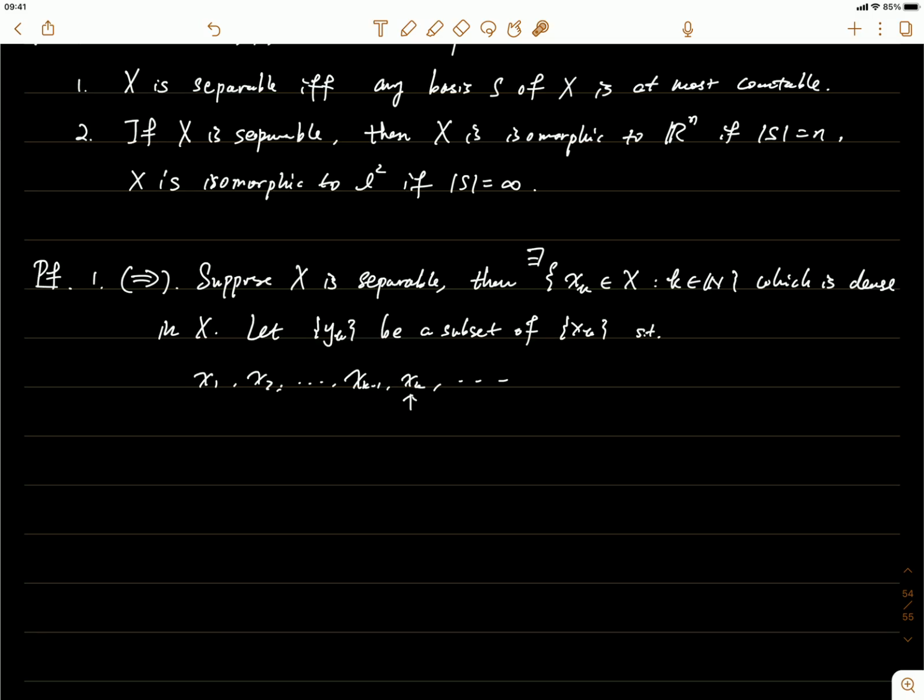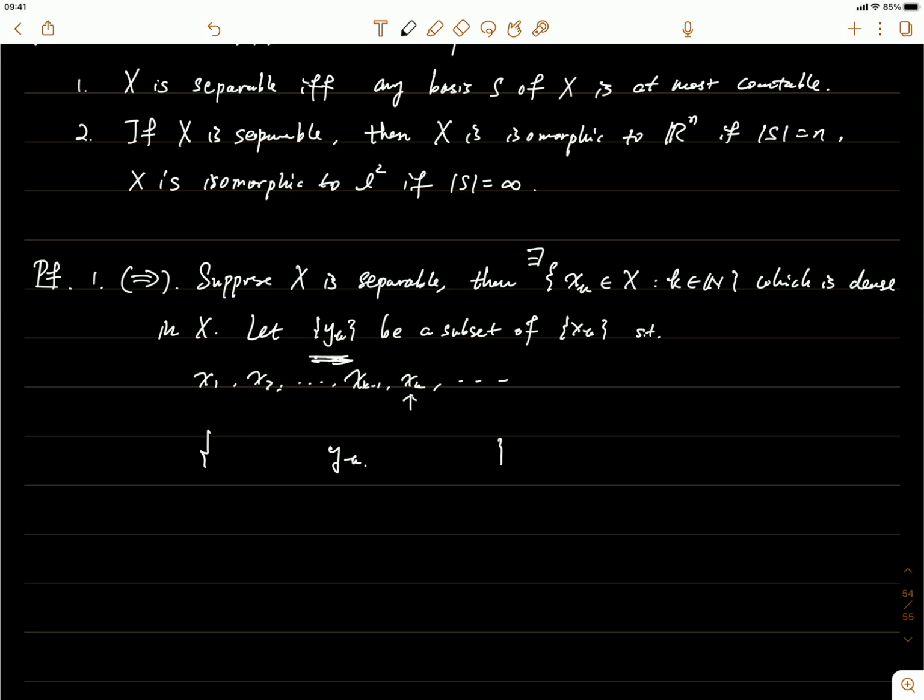If it's not, then we'll keep it, we'll put it in the set of y. So that's how I can form this yk. It's like a subset or subsequence of this xk, so that all of them are linearly independent of each other. It's a completely linearly independent set. So this is how I got this linearly independent set of yk.